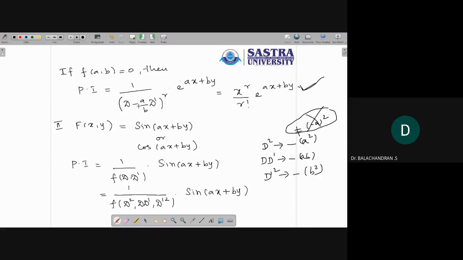So 1 by d minus a by b into d dash whole power r into e power ax plus by, the denominator is 0. Then if it is possible to write f of d comma d dash in this form, then you can write this is equal to x power r divided by r factorial into the right hand side function.